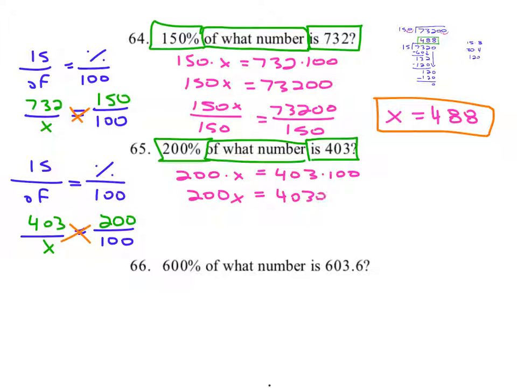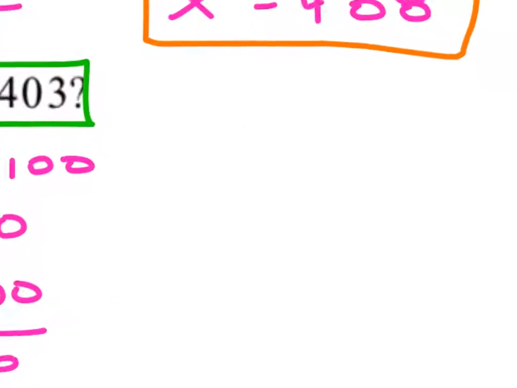For 200x equals 40,300. Now dividing both sides by 200, x equals 40,300 divided by 200. Let me just make sure that this is all locked together. Good. Okay. I need to do this problem right here. 40,300 divided by 200. I'm going to zoom in.